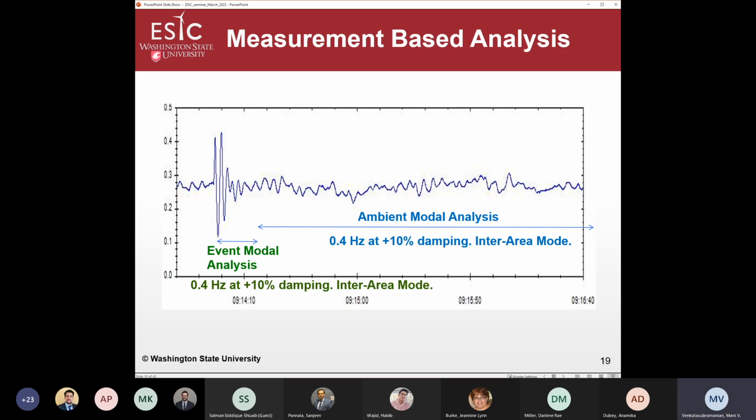Or conversely, we can wait for when there is some switching or some tripping in the system, and that would be like a step change in the system condition, and that will lead to exciting of the modes and a transient response, which can be analyzed again using linear system theory, and we call this ringdown analysis or event modal analysis. So I will briefly describe the methods for each of those types, and then we will move on to an example.